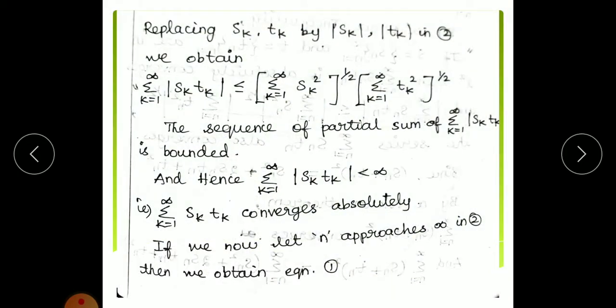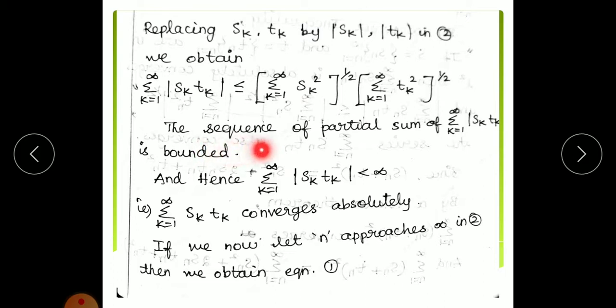On expanding, we have b squared less than or equal to 4ac. Write b squared here, and then less than or equal to 4 into a into c. So 2 squared is 4, then the remaining terms, and the 4 gets cancelled. Take this as the second equation. Replacing sk tk by the modulus of sk and tk, we obtain the modulus symbol, and it becomes the whole power squared, whole power 1 by 2.